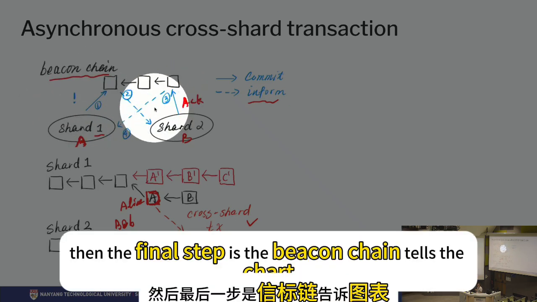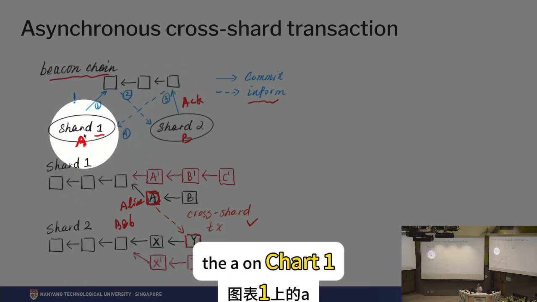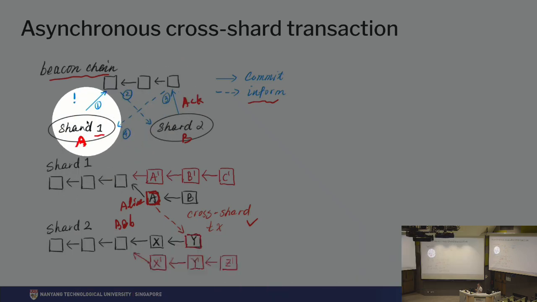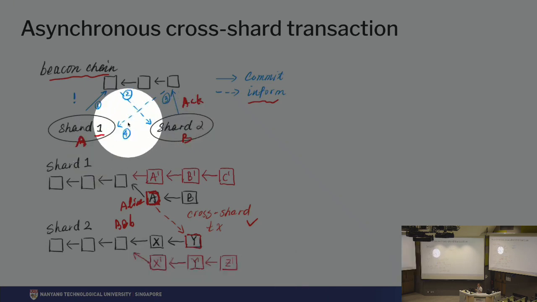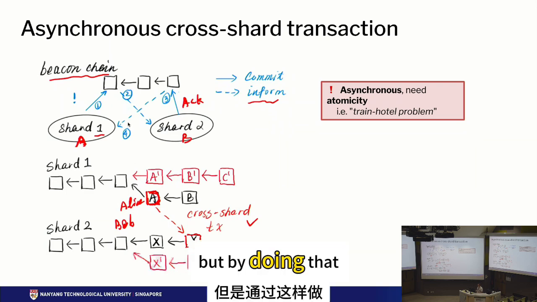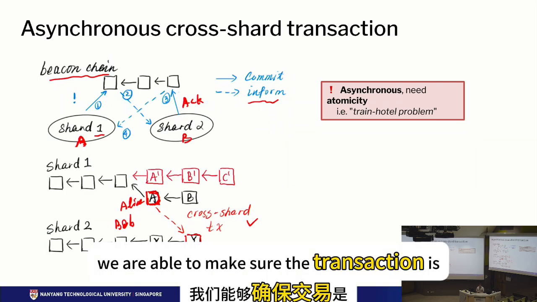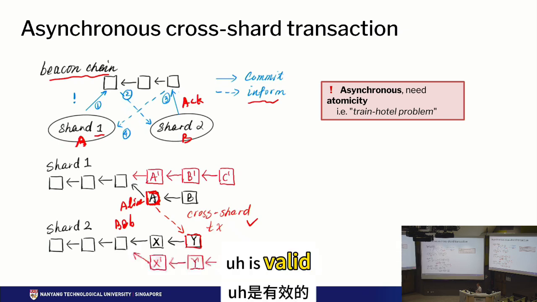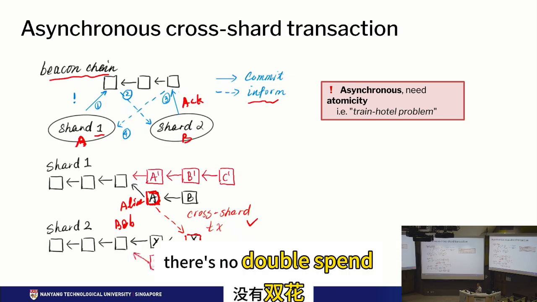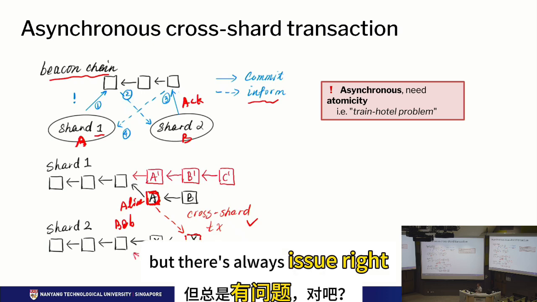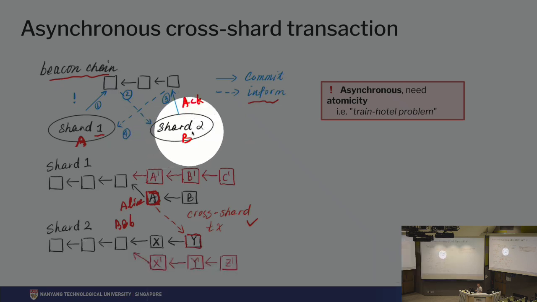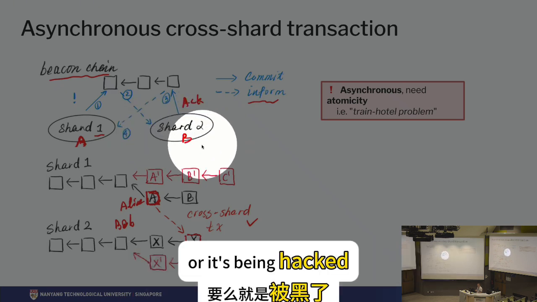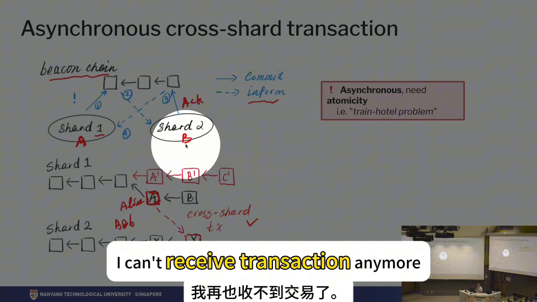Then the final step is the beacon chain tells the shard, the A on shard 1, the B already received the transactions, right? So by doing that, we are able to make sure the transaction is valid and there's no double spend. But there's always an issue, right? For example, what if the connection to shard B is gone, or it's been hacked, and I can't receive the transaction anymore?